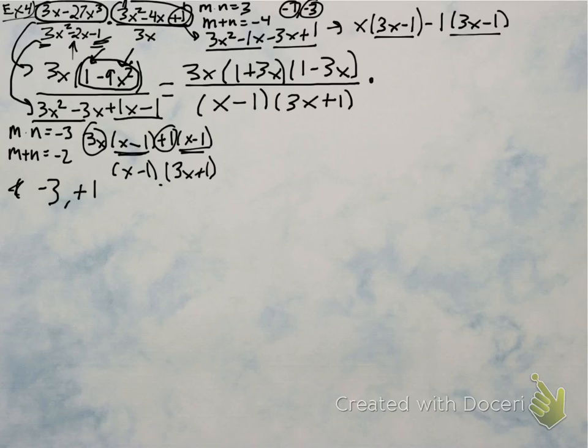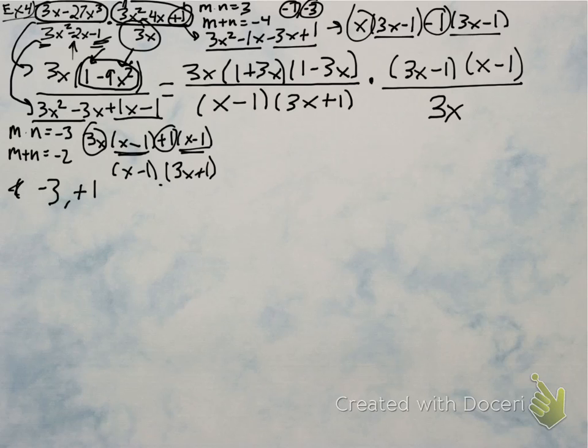So I can pull out and rewrite my final numerator as 3x minus 1 times x minus 1. And good news was the denominator of that was just the 3x. So I'm going to copy down the 3x. Whoa, so at the end of the day, I have factored everything, and let's see what we can cancel.